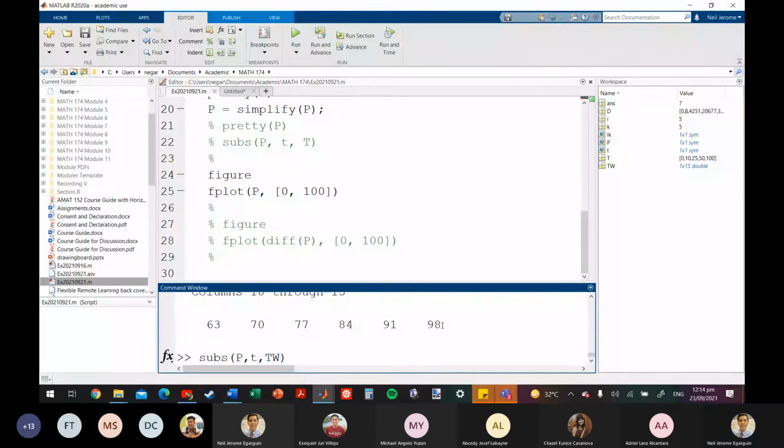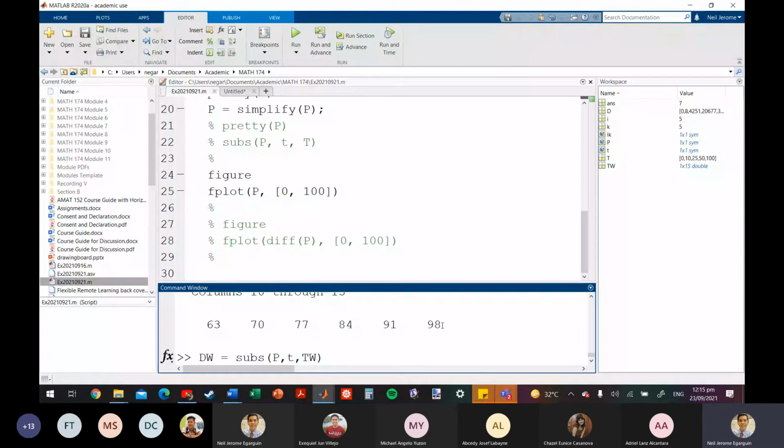So basically this command tells MATLAB to substitute in p all the values of tw in exchange for the symbolic variable t. Tapos siguro gusto kong i-store yung result into, say, a vector dw, or weekly number of deaths. So dw equals subs. So kukomputin niya yung substitution. Tapos yung sagot, i-assign niya or i-store niya sa variable dw. And let's see if this will work.